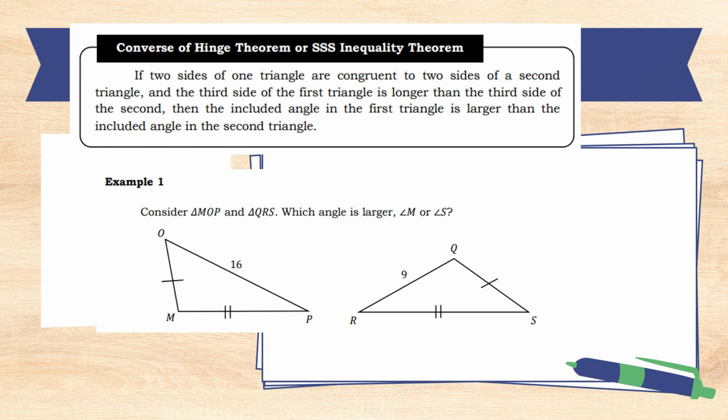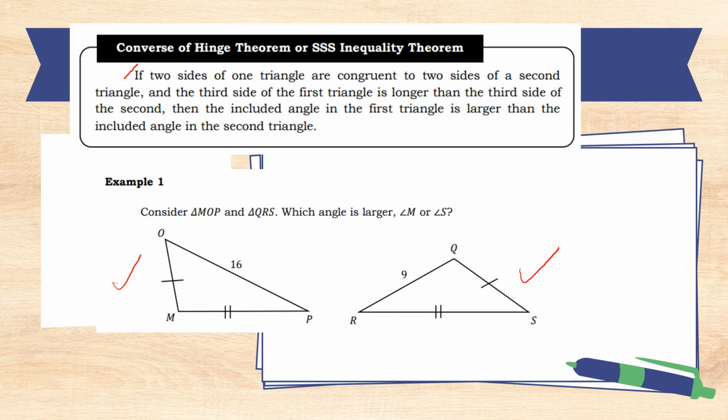Then we have the converse of the Hinge theorem or SSS inequality theorem. If two sides of one triangle are congruent to two sides of a second triangle, and the third side of the first triangle is longer than the third side of the second, then the included angle in the first triangle is larger than the included angle in the second. Now let's consider triangle MOP and triangle QRS. Which angle is larger? Take a look closely at the given figure.